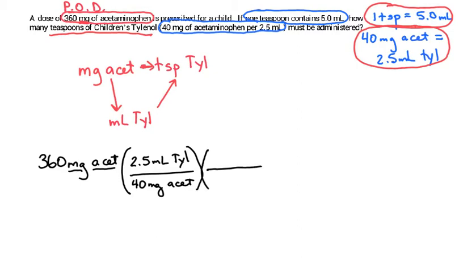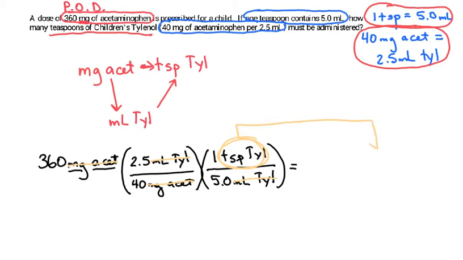Our second conversion factor tells us that every 5 milliliters of the Tylenol can be found in every 1 teaspoon of the Tylenol. So now that we can stop here, our answer is going to be in terms of teaspoons of Tylenol. So let's make sure that everything cancels as it should. Milligrams of acetaminophen on the top cancels with milligrams of acetaminophen on the bottom. Milliliters of Tylenol on the top cancels with milliliters of Tylenol on the bottom. And we're left with teaspoons of Tylenol as our unit.